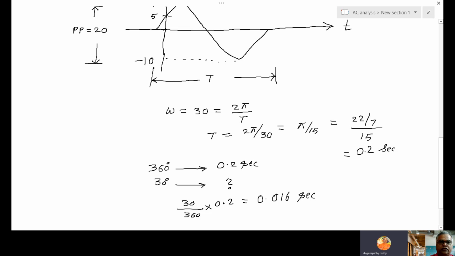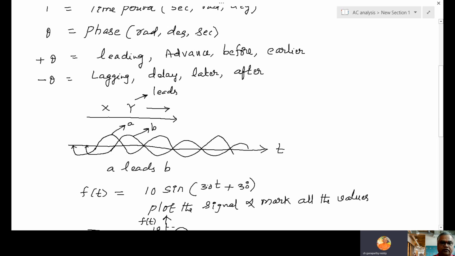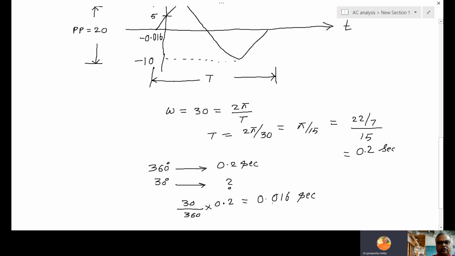So how much do I have to mark here? Minus 0.016, this point. So these many seconds the signal will start earlier. Comparing with the 10 sine 30t, this signal will start 0.016 seconds earlier. That is the meaning of this.